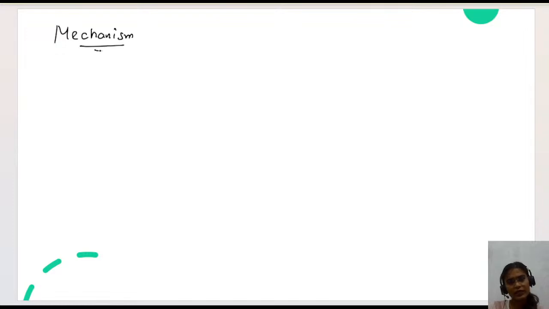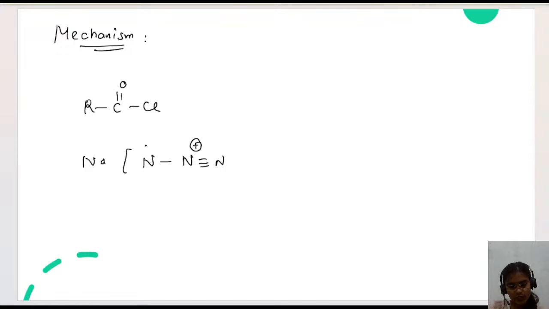So how about the mechanism? You have R, CO, and Cl, right? This time we have a perfect ionic bond. You know that sodium is just acting like a counter ion. So this is a nitrogen, and then nitrogen like this. This is positively charged, this nitrogen has a two negative charge, and sodium has a positive charge. So sodium is just neutralizing the charge here.